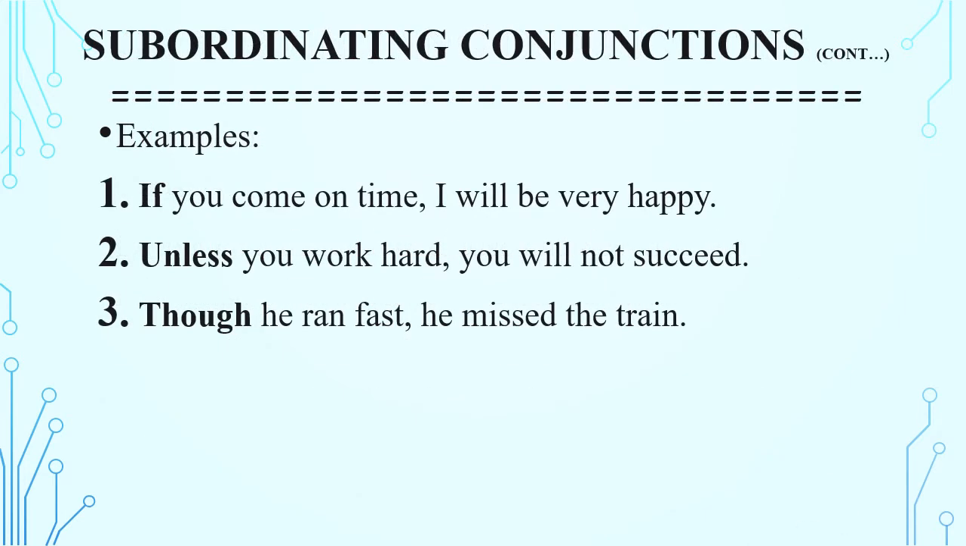Let us see the examples of subordinating conjunctions. In the first sentence, if you come on time, I will be very happy. If is a subordinating conjunction. In the second sentence, unless you work hard, you will not succeed. Unless is a subordinating conjunction. In the third sentence, though he ran fast, he missed the train. Though is a subordinating conjunction. Please note that these subordinating conjunctions, if, unless, and though, introduce the subordinate clauses or the dependent clauses.